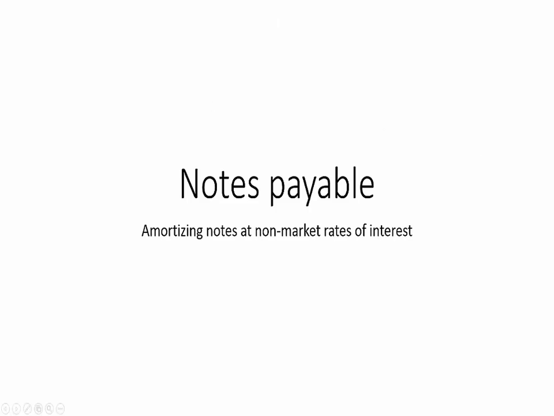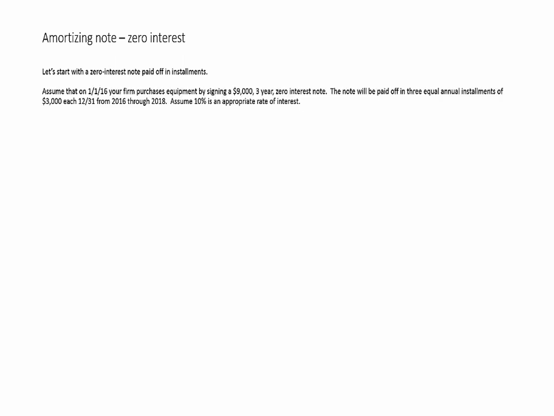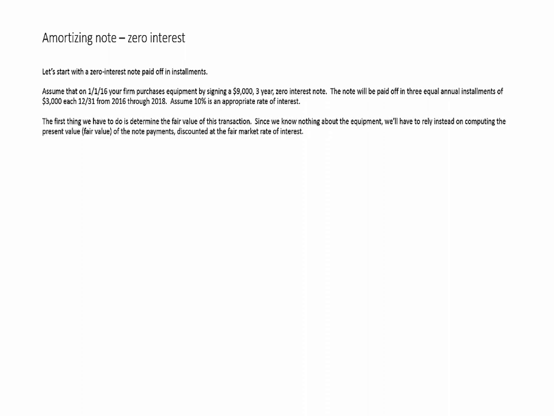Okay, let's go ahead and talk about notes payable, where it's an amortizing note at a non-market rate of interest. First, let's start with a zero interest note paid off in installments. Assume that on January 1st, 2016, your firm purchases equipment by signing a $9,000 3-year zero interest note. The note will be paid off in 3 equal annual installments of $3,000 each December 31st from 2016 through 2018. And let's assume that 10% is an appropriate market rate of interest.